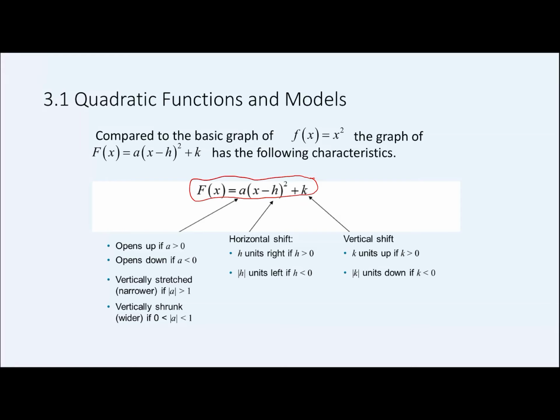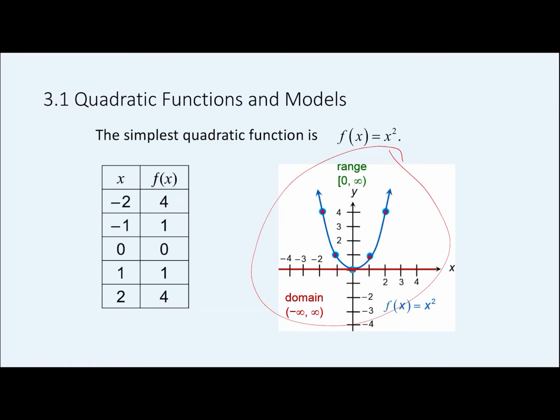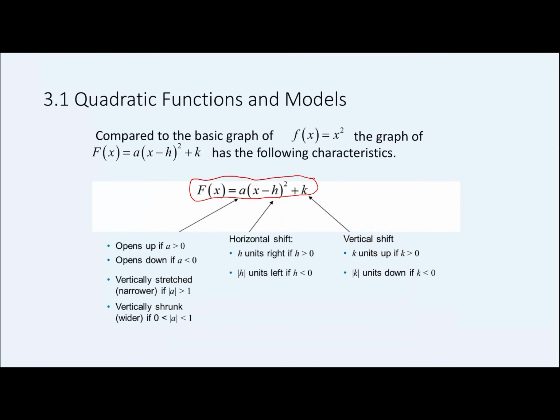If that number has an absolute value greater than 1, so let's say that number is a 2 or a 5 or 6 or something of that sort, then that tells us it's going to be vertically stretched. In other words, that parabola is going to get more narrow. Because if you were to take that basic graph and stretch it down in this direction, you can imagine it's going to get more narrow, right? That's what we're talking about. That a number is going to tell us if it gets more narrow.